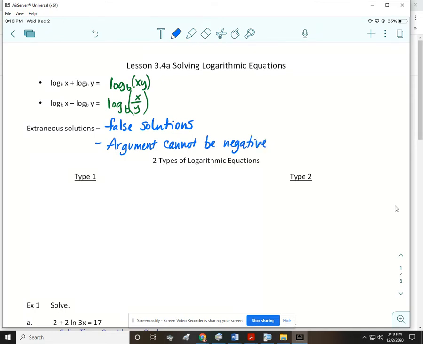All right, and the argument of a logarithm, like log base b of a, that's the argument you're taking the logarithm of.